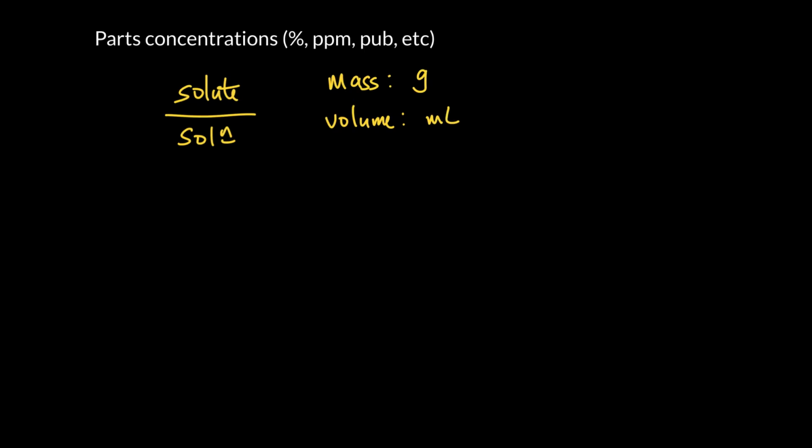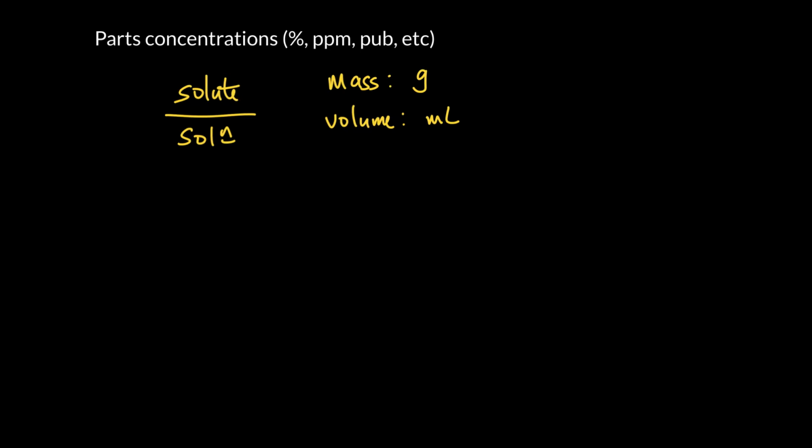Hello and welcome back. We're going to look at some parts concentrations here. And the thing about these concentrations, they're always a ratio of the part of the solution that is solute to the whole solution itself. And sometimes we work with masses, in which case we're looking at grams to grams or kilograms to kilograms. And sometimes we're working with volumes, in which case we're typically looking at milliliters of one to milliliters of the other. And on occasion we will mix them up, and we'll talk about that later.